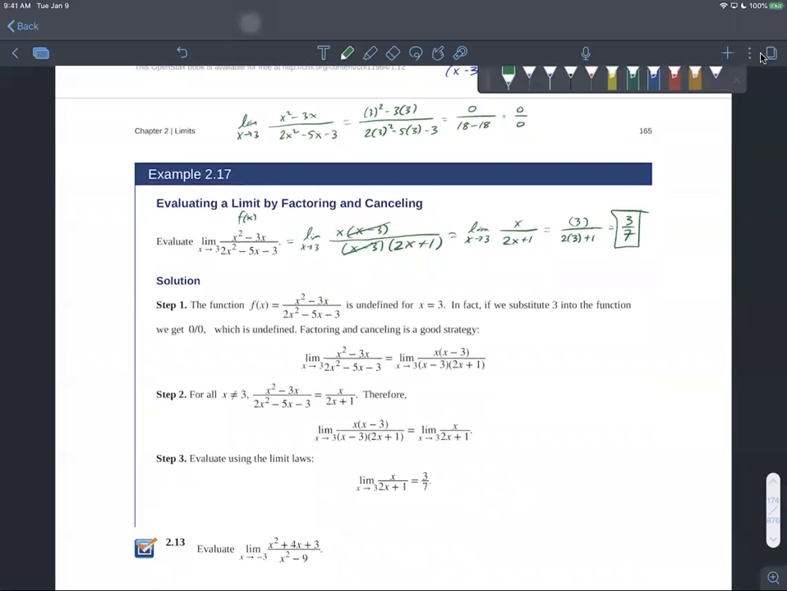The function f of x is undefined for x equals 3. In fact, if we substitute 3 into the function, we get 0 over 0, which is not undefined. It's an indeterminate form. To be more precise, it is an indeterminate form.